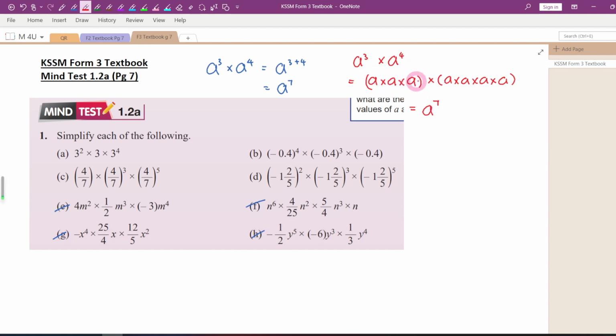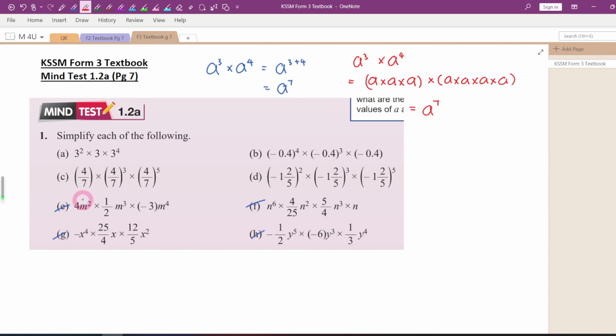But we don't have time to write out and repeat the a so many times, right? If let's say it's power 20, we have to write 20 times. We don't have time. So we can do it another way, just by adding up their power if their bases are the same. For multiplication, we just take the power, add up together. Like what I showed you just now, 3 plus 4 is equal to 7.